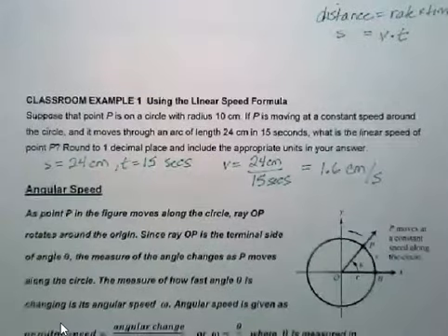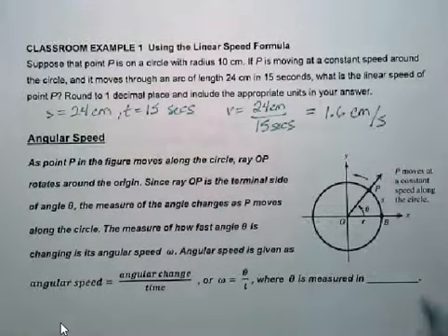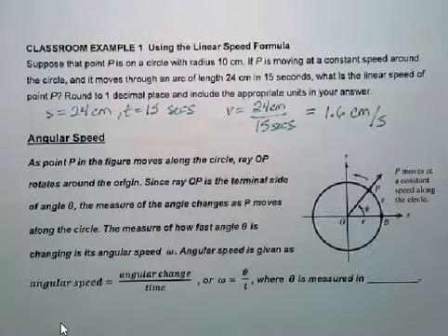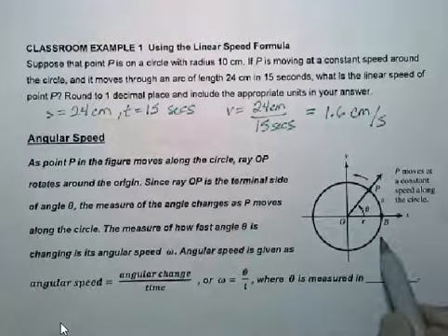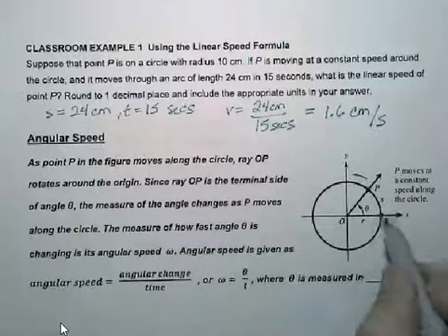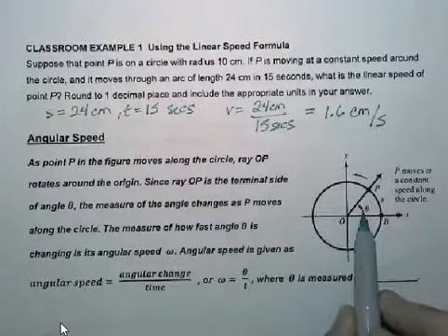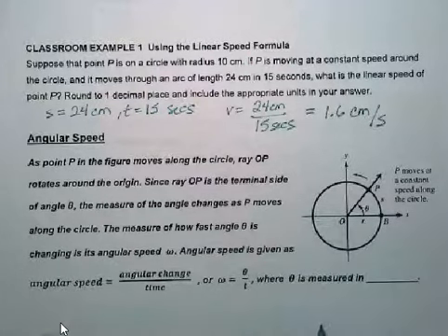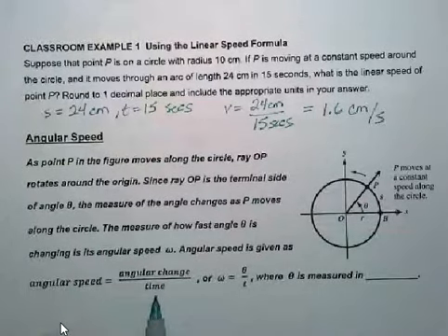The next thing we're going to talk about is a different type of rate, and this is called the angular speed. What this has to do with is how fast the angle is changing with respect to time. Again, we've got our point P that's moving around the outside of the circle. That means that we can look at this angle, which is actually POB, but we can call that angle theta. What we're looking for with angular speed is how fast theta is changing. We just take the amount of angular change and divide it by the time.